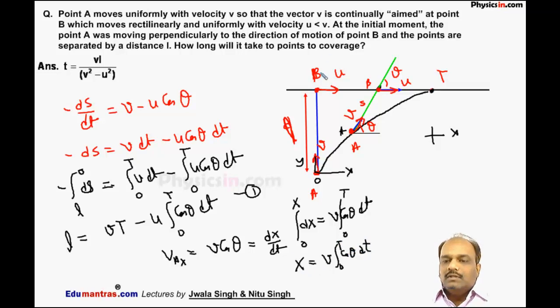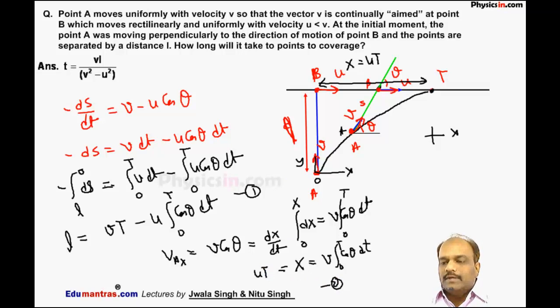Now this x is the total distance moved by this particle B. This is x, and this x is also equal to u into t because B is moving with a constant speed. So from here I can write this is equal to u into t. This is our second equation.